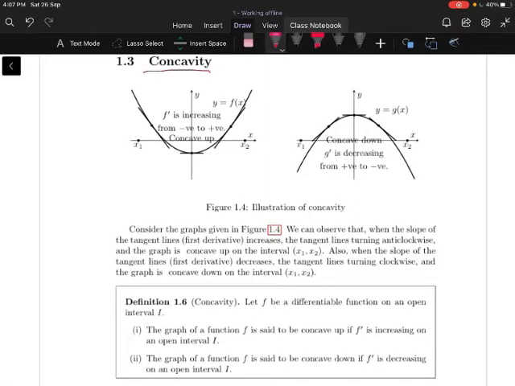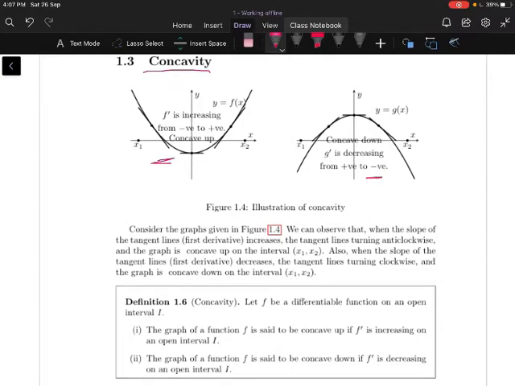Now we'll move to the concept of concavity. From the first figure, you can observe that. So this is the figure for the concave up. The second figure is for the concave down. Let us observe from the first figure.